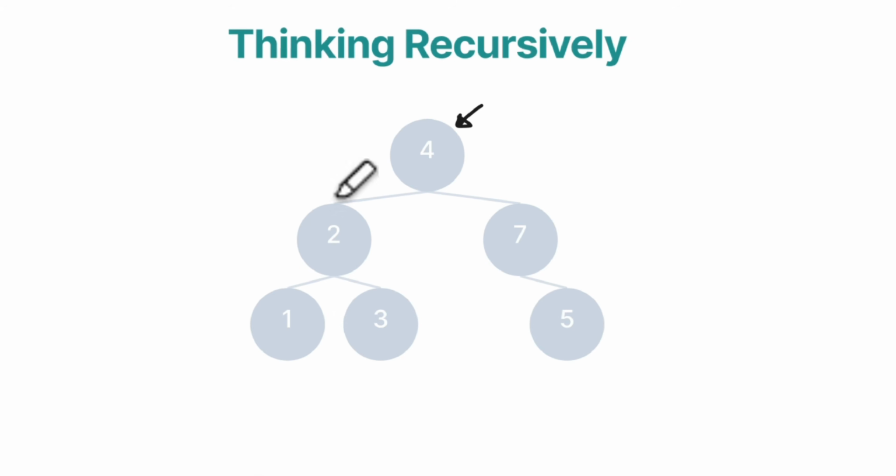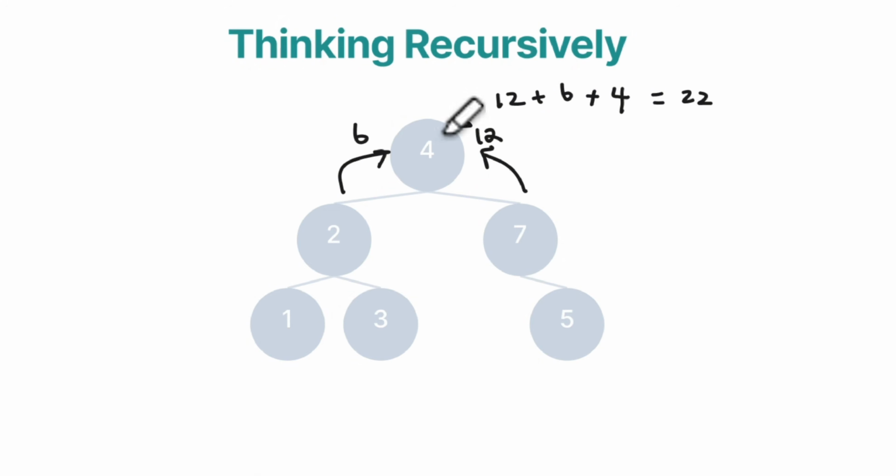If we know the sum of the left subtree, 2 plus 3 plus 1, which is 6, and we know the sum of the right subtree, 7 plus 5, which is 12, well, we can use those two values. We can add them together, plus the sum of our own node, which is 4. We can add them all together to get 22, which is the sum of this entire binary tree. Now, the nice thing about describing the sum of a tree like this is that it can be applied to any subtree in our binary tree.